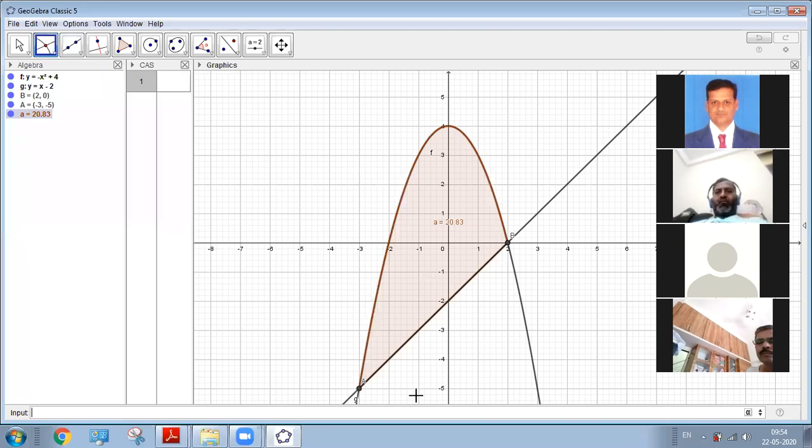So that you can easily deal with these types of problems whenever you come across finding the area of a region, or finding the value of a double integral, or changing the order of integration. So this command will be very much useful for you.